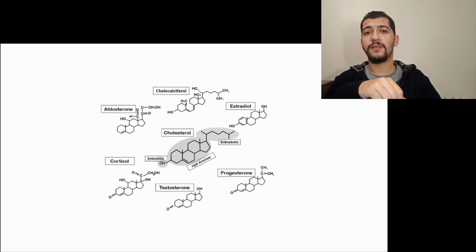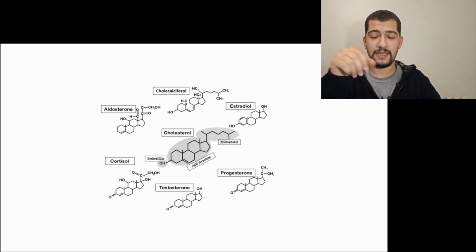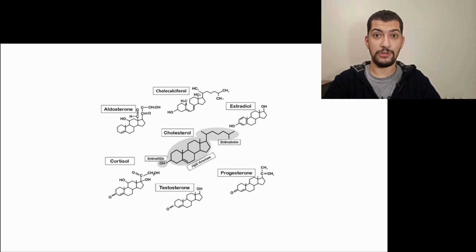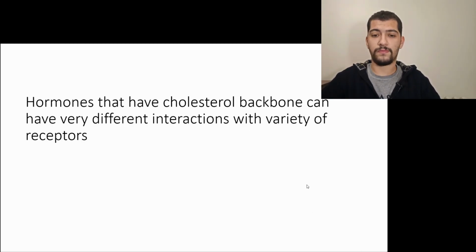As you see, there are actually multiple hormones that look pretty much like your testosterone or estrogen, including cholecalciferol, which is your vitamin D3, which is actually a hormone, literally. We have cortisol, we have aldosterone, your sodium retaining hormone, of course testosterone, progesterone, and estradiol. These all naturally come from cholesterol. All those hormones have a cholesterol backbone, as you can see.